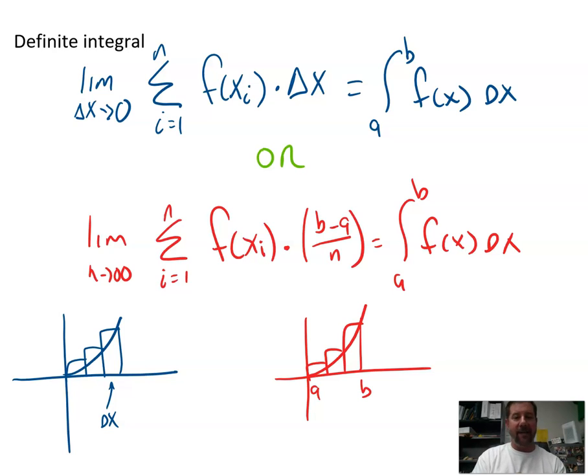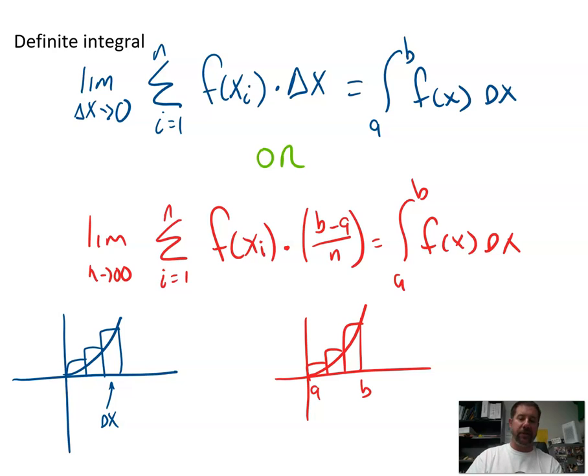So the first one here I have in blue. It says the limit as delta x approaches 0 of the sum, the summation notation, hopefully you remember from trig and pre-calc, from i equals 1 to n of f of x sub i times delta x, and that is our definite integral from a to b of f of x dx. Kind of a very mathy way of saying this.